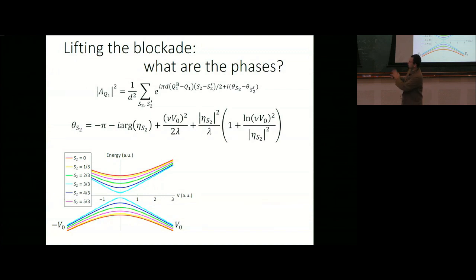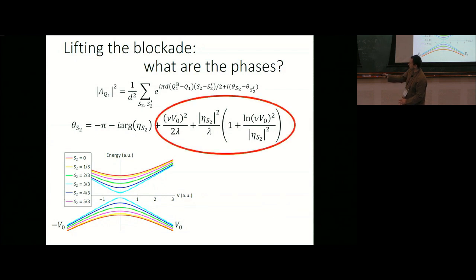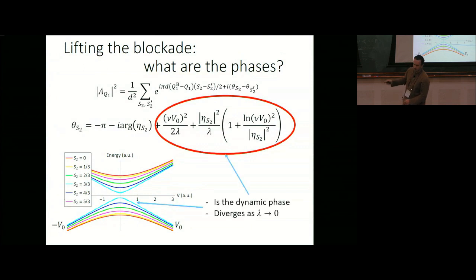I don't want to stay here for too long. I want to notice that here is the dynamical phase, and it depends on the spin state. And most importantly, it has lambda in the denominator. If I do this voltage sweep slowly, my phase diverges, which means that these probabilities are not well defined at all in the limit of adiabatic pumping. And this is something that gives you a hint that something is going on.